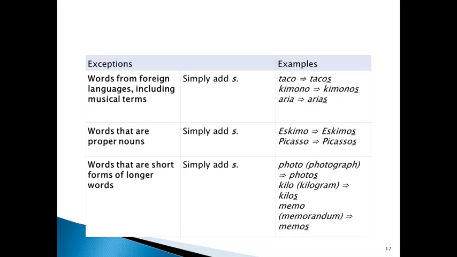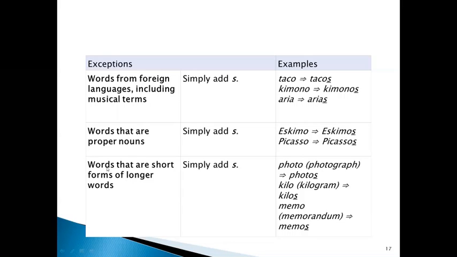You can see some more exceptions, words from a foreign language, which are taken from some other language. You can think of them here. Taco, tacos. Also we have words that are proper nouns, we simply add S to them, Eskimo, Eskimos, Picasso, Picassos.